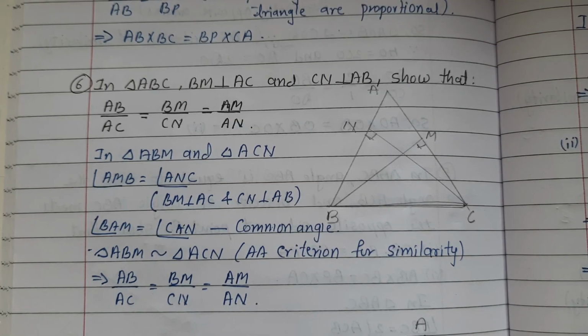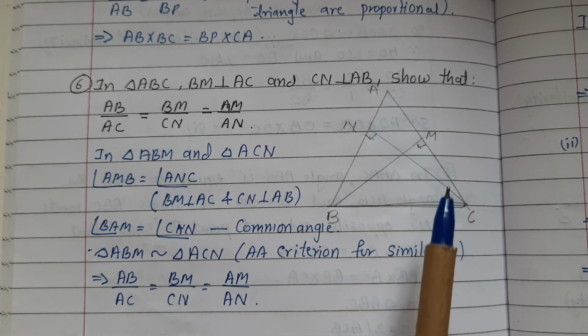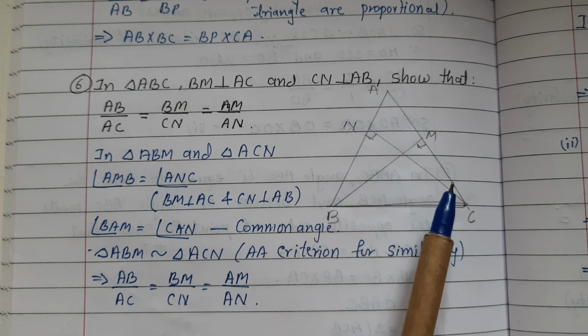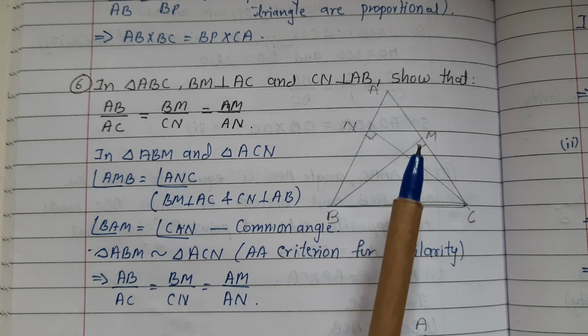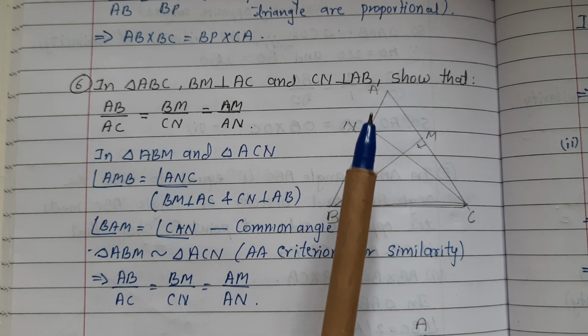Sum number 6. In triangle ABC, CN is perpendicular to AB and BM is perpendicular to AC. Show that AB upon AC is equal to BM upon CN is equal to AM upon AN.